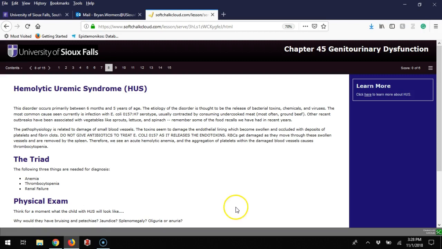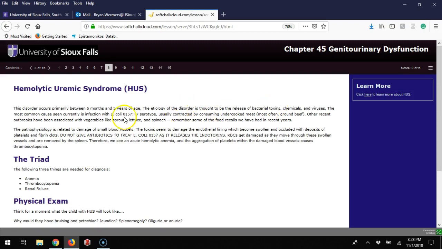So HUS is an interesting disease process. It happens to littler kids, generally speaking, and it can happen from a lot of different things. But basically what we're seeing is you get a triad here. You get anemia, you get thrombocytopenia, and you can lead into some renal failure. Hopefully this is a short-term type of renal failure, but it can be lifelong.